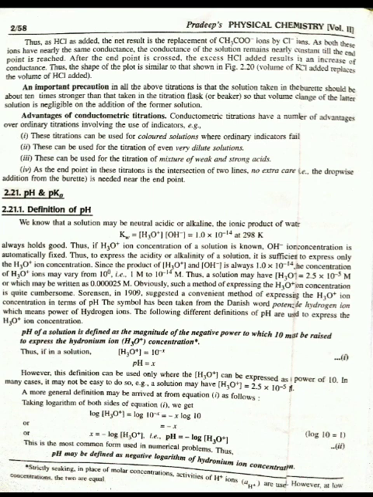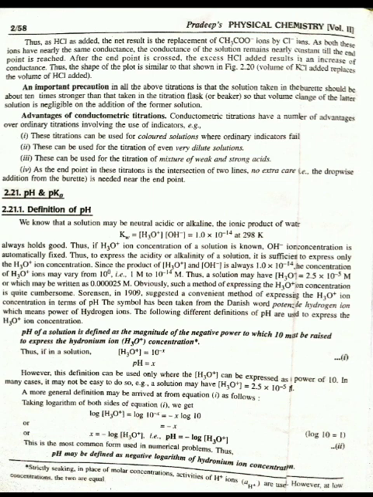Advantages of conductometric titration. Conductometric titrations have a number of advantages over ordinary titrations involving the use of indicators. For example, first, this titration can be used for colored solutions where ordinary indicators fail. Second, it can be used for the titration of even very dilute solutions. Third, it can be used for the titration of mixtures of weak and strong acids. Fourth, as the end point in this titration is the intersection of two lines, no extra care, that is, drop-wise addition from the burette, is needed near the end point.